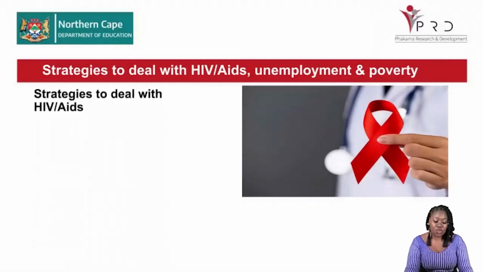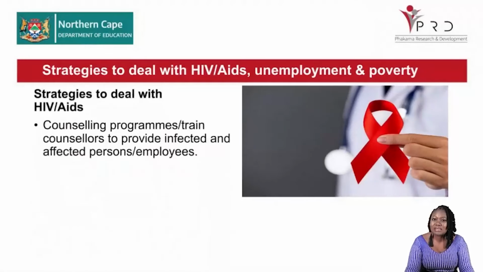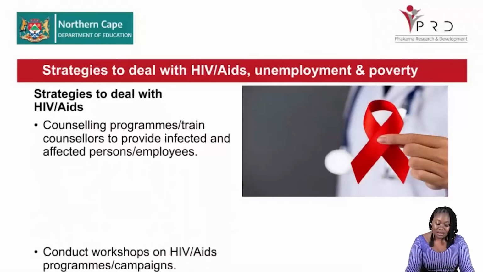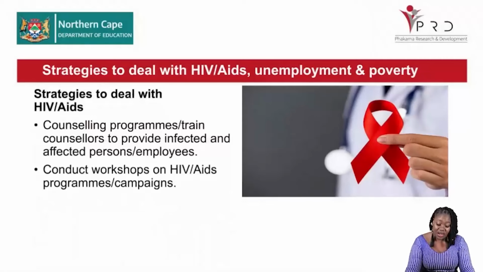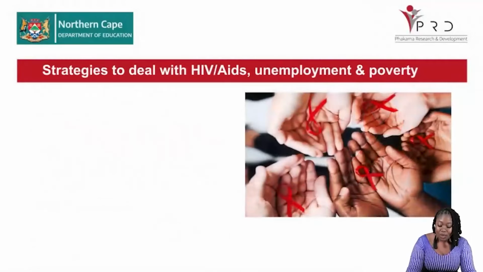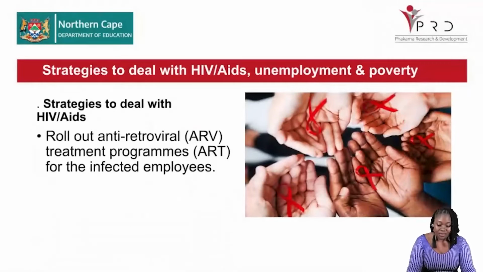The first set of strategies that we're going to look at is strategies to deal with HIV and AIDS. This is what businesses can do. Businesses can offer counseling programs for those who are infected by HIV and AIDS and those who are affected. Businesses can also conduct workshops on HIV and AIDS or have campaigns on HIV and AIDS. I think we see this every year on the 1st of December, known as World AIDS Day. Businesses can also roll out ARV treatment programs for the infected employees.